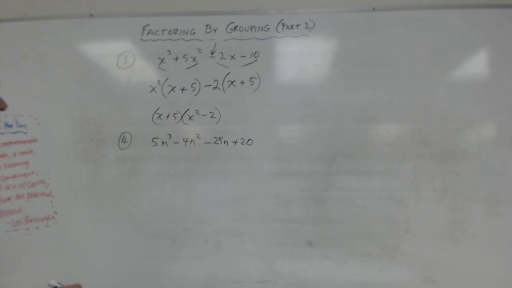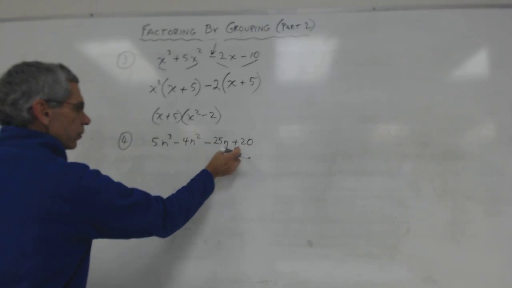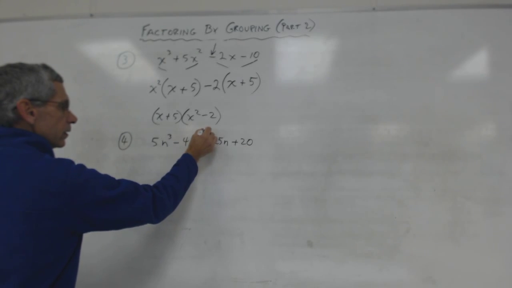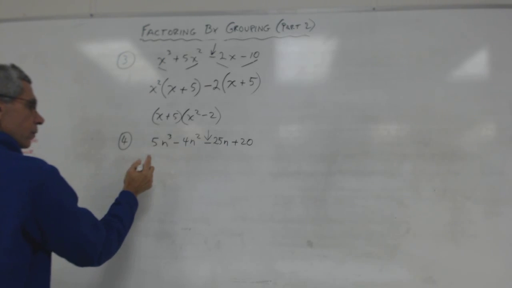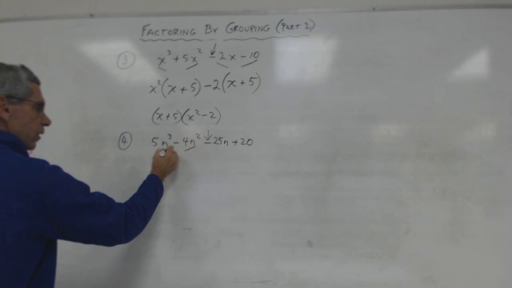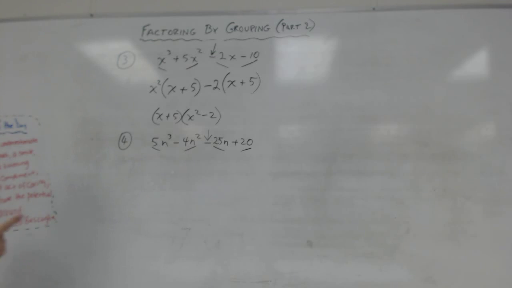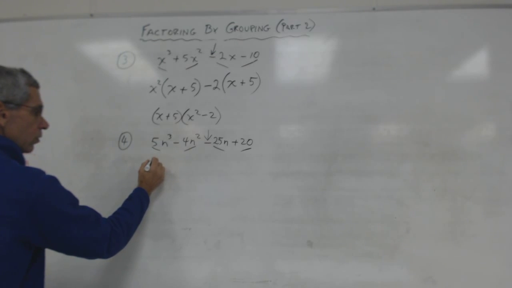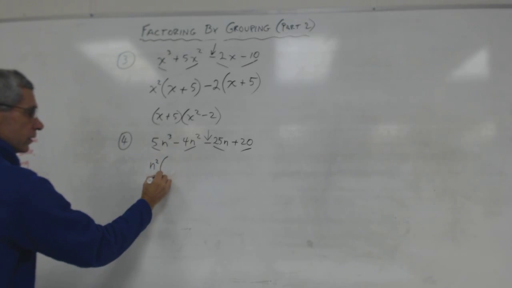Okay, so now I've got my 4 terms. I'm going to factor by grouping. I noticed that the sign that separates the 2 groups is negative, so I'm going to have to be careful. What's my greatest common factor here? n squared. Because 5 and 4, I can't do anything, right? There's nothing that goes into both of those. So I'm going to take out an n squared, parenthesis.